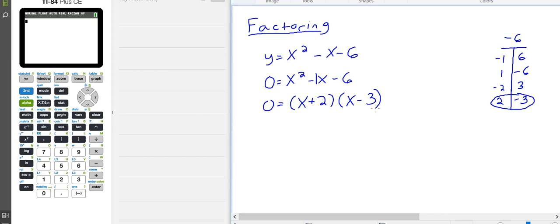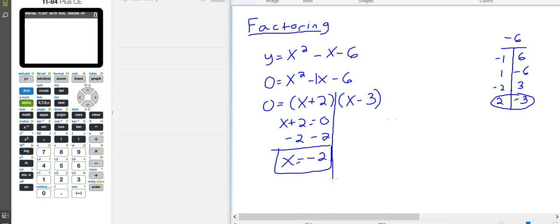Now we need to find some way to set this equation equal to 0. If we set x plus 2 equal to 0, then whatever we get for x, 0 times x minus 3 will make the whole equation equal to 0. If we set x minus 3 equal to 0, then 0 times x plus 2 will make the whole equation equal to 0. So let's do that. X plus 2 is equal to 0. We're going to subtract 2 and subtract 2. X is equal to negative 2.